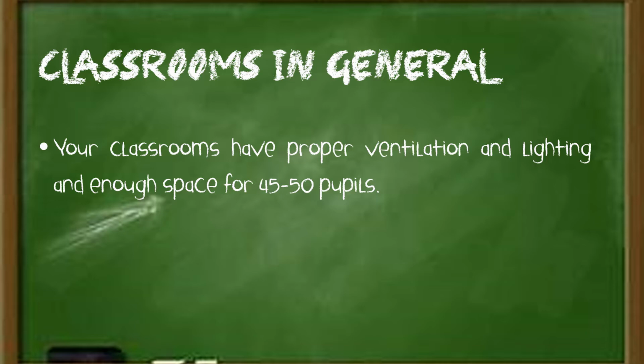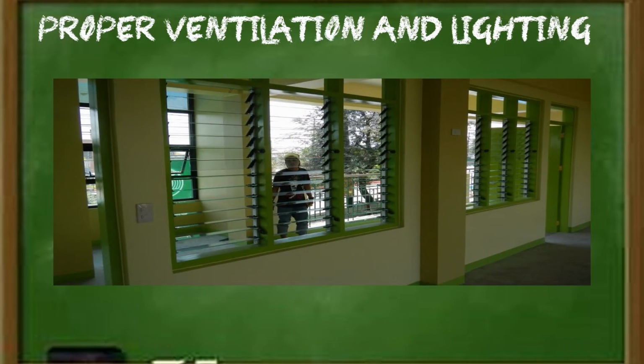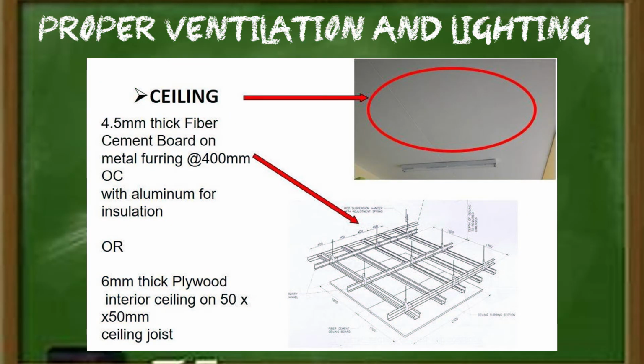To achieve that, there are certain design requirements to be followed. For proper ventilation and lighting, the window openings shall be equal to or at least 10% of the floor area of the room, provided that such opening shall not be less than 1 square meter, except those in toilets and baths, which shall be not less than 1/20th of the floor area of such rooms, or not less than 240 square millimeters. And then we have the ceiling height.